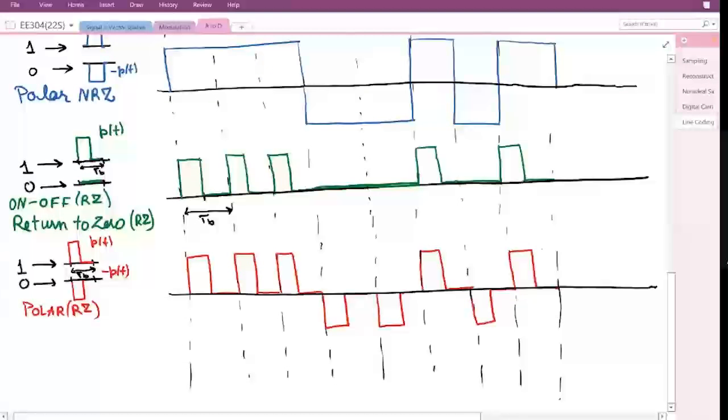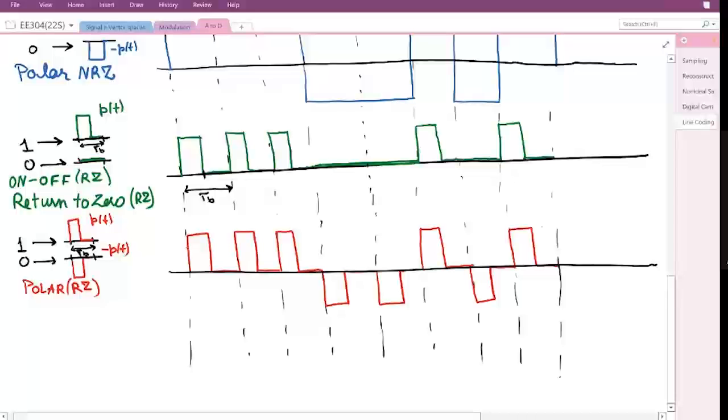So this is how the signal is going to look like. Effectively, and similarly, there is another technique called polar RZ, where we map 0 to minus TB, and so we can even have bipolar RZ.